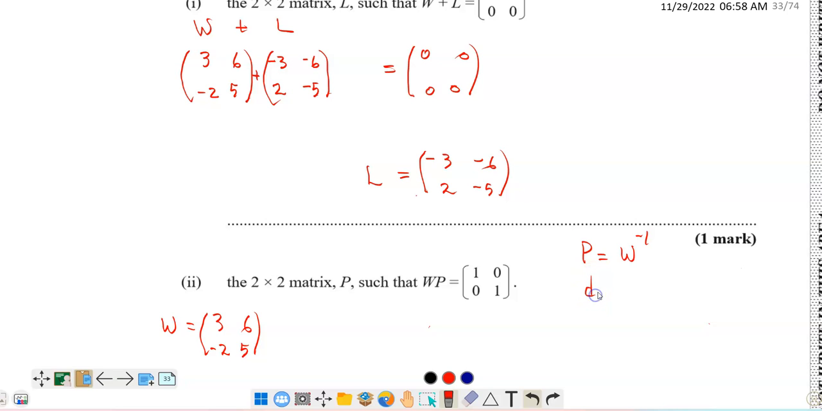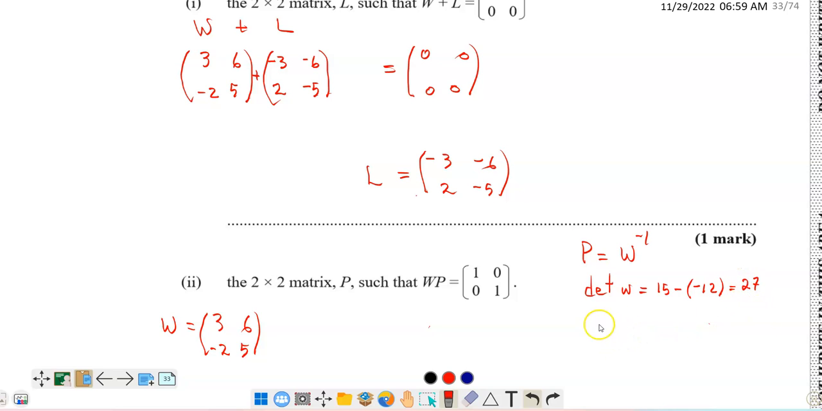So the determinant of W would equal, we multiply the elements in the leading diagonal, so 3 times 5, that's 15, minus the product of the elements in the non-leading diagonal. So that's minus 2 times 6, that's minus 12. Okay, so the determinant there is 27.